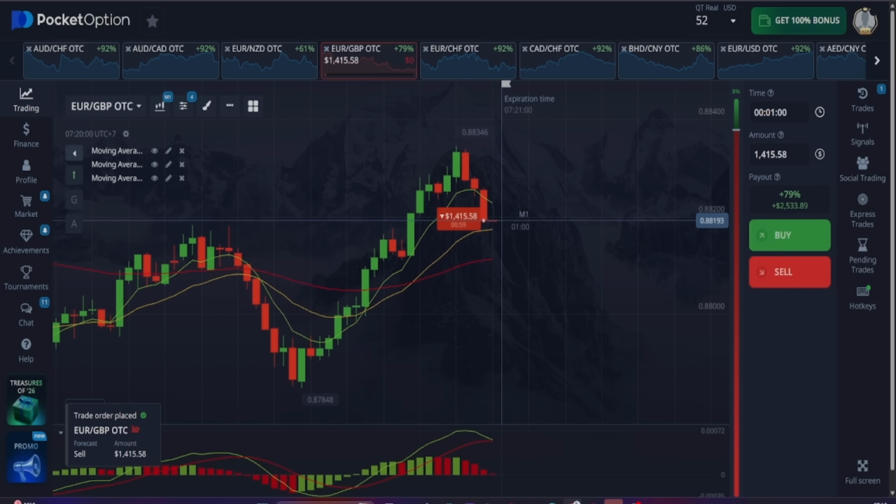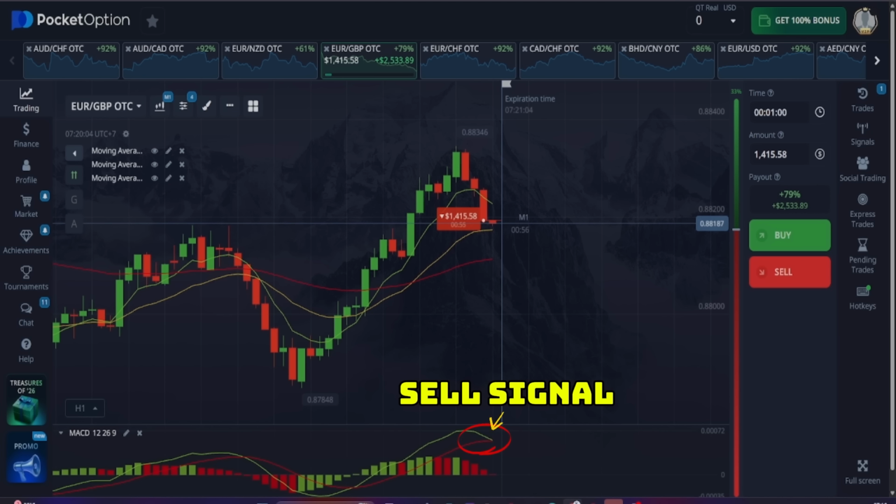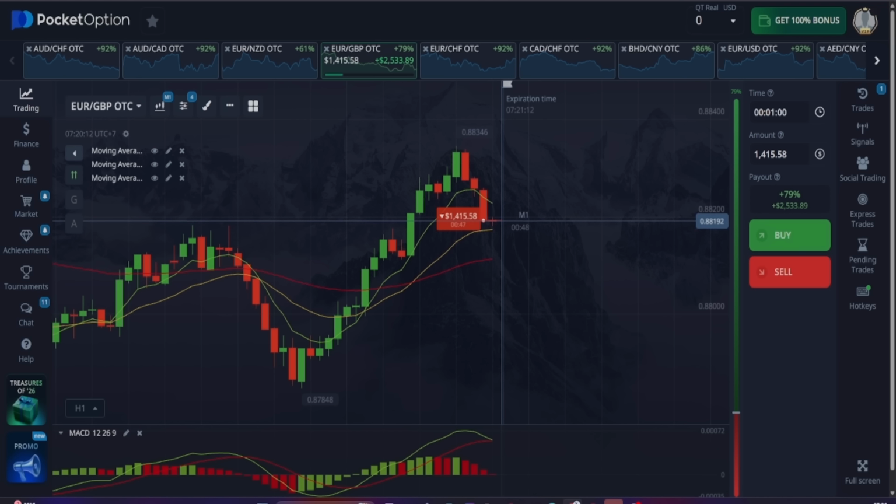I'm entering a sell position here based on the MACD crossover. You can see that the momentum is shifting, with the MACD line crossing downward below the signal line, indicating that selling pressure is starting to take control. This crossover gives us a clear confirmation to follow the bearish move. Now let's stay disciplined and observe how the price responds.